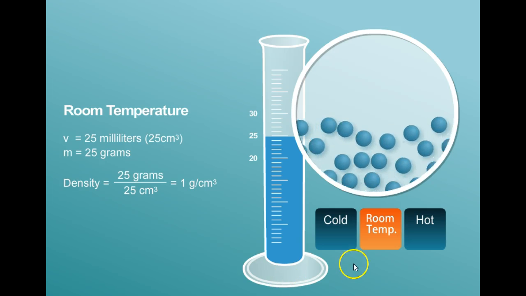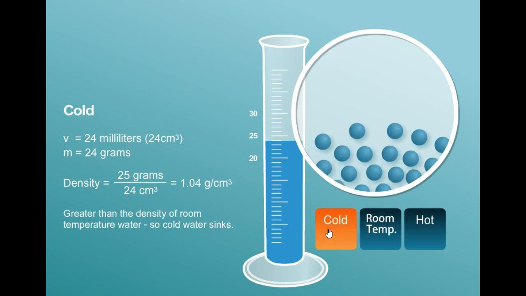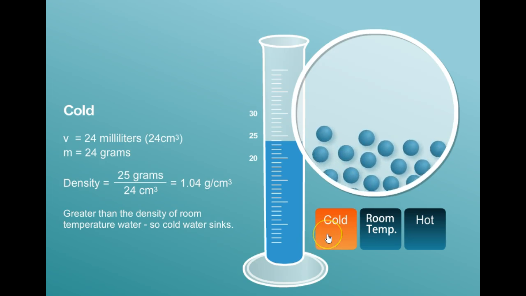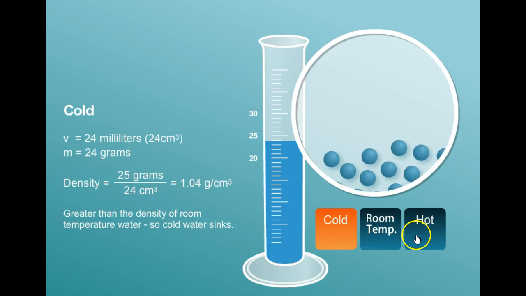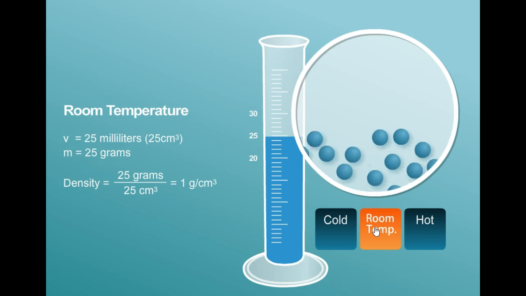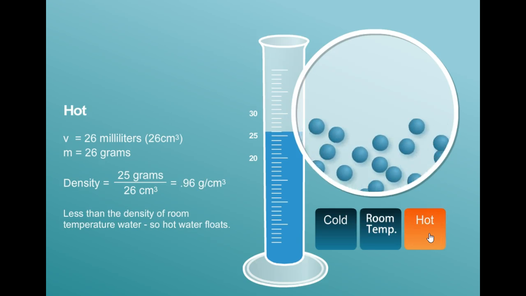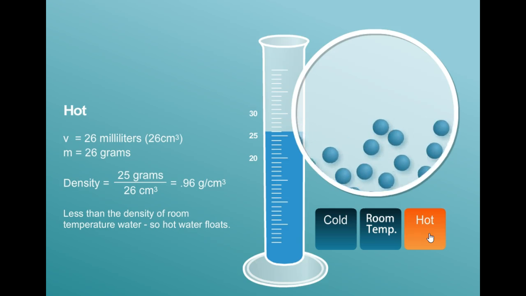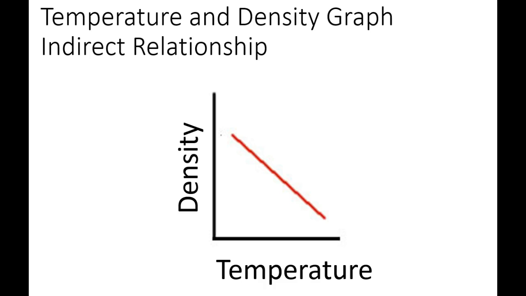So if I take room temperature air, now watch the graduated cylinder and the molecules, and I cool it, the molecules have less energy, they're closer together, they take up less space, and they become more dense. So they sink. If I take the same molecules, warm them back up to room temperature, they expand a little bit, they are moving more, they have more energy, but if I make them even hotter, they expand even more, become even less dense, and rise or float. So as temperature increases, the density of the substance decreases, so that would create an indirect graph relationship.